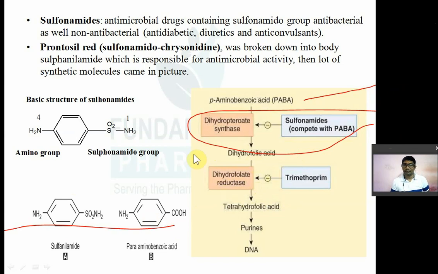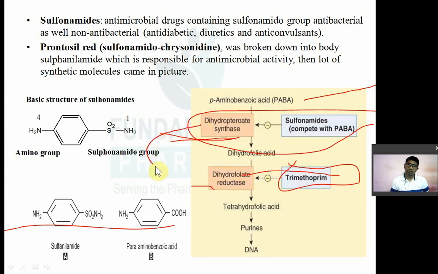So they inhibit this enzyme, dihydropteroate synthase. So sulfur drugs are inhibitors of dihydropteroate synthase, or you can say sulfonamides inhibit the folic acid synthesis. Then there is another drug known as trimethoprim from the same category. So trimethoprim will inhibit this enzyme dihydrofolate reductase. So sequentially, dihydropteroate synthase is inhibited by sulfonamides, and trimethoprim inhibits dihydrofolate reductase. So sequential block of folic acid synthesis of the bacterial cell is done by these two drugs.